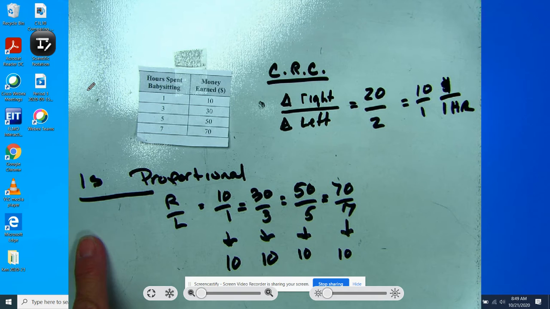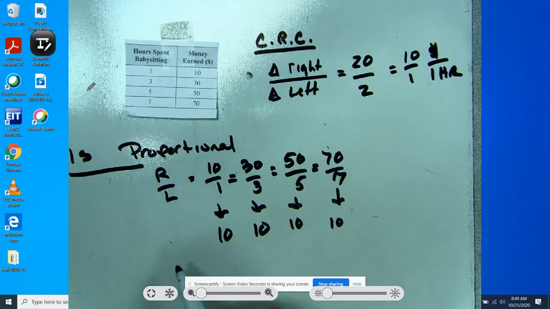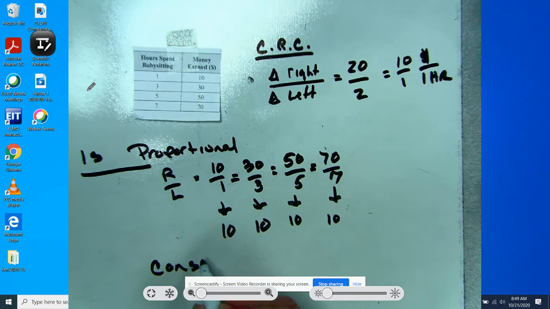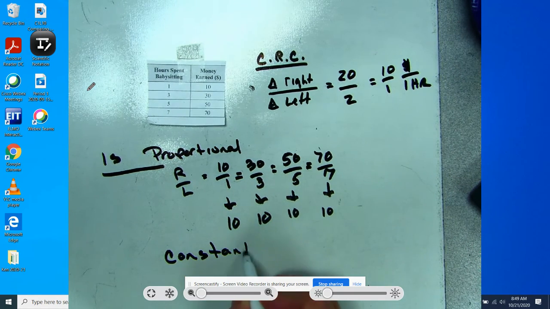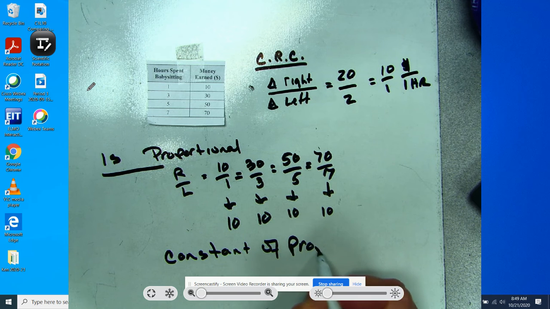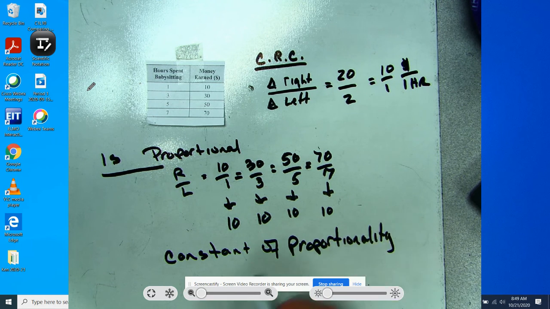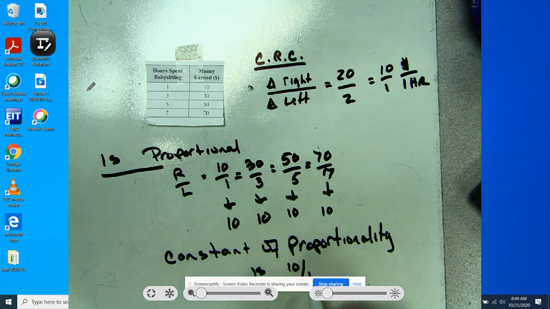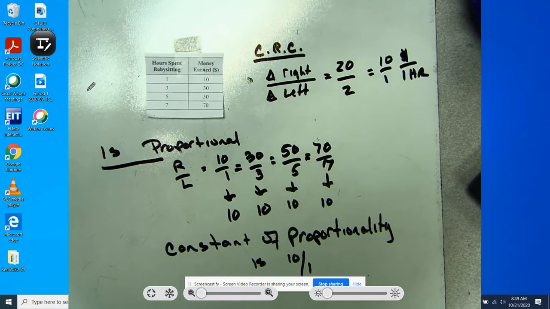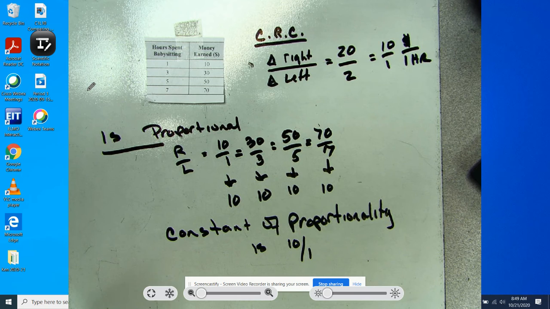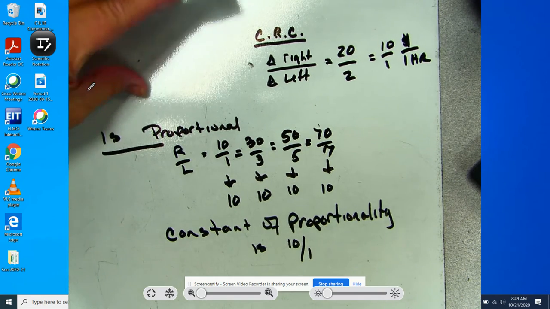What's the ratio? What is the constant of proportionality? So if we were asked that, the constant of proportionality is 10 over 1. Okay, just like what we saw, the slope and the constant of proportionality are going to be the same thing. Okay, let's try another one.